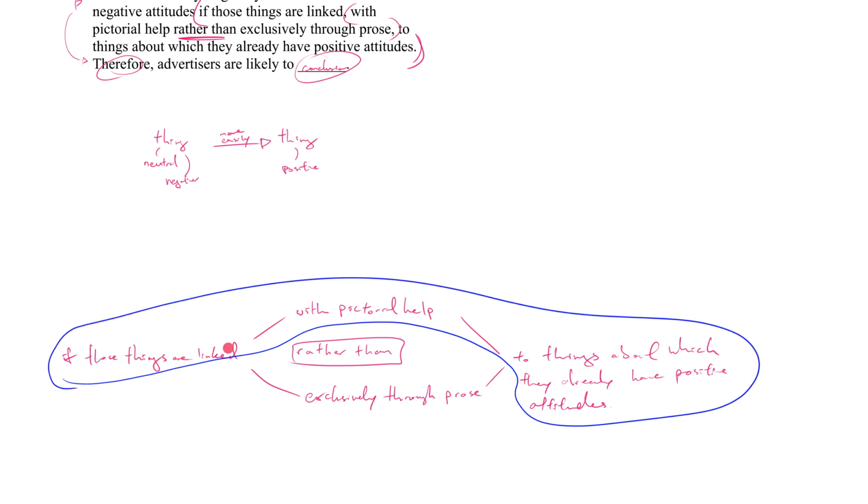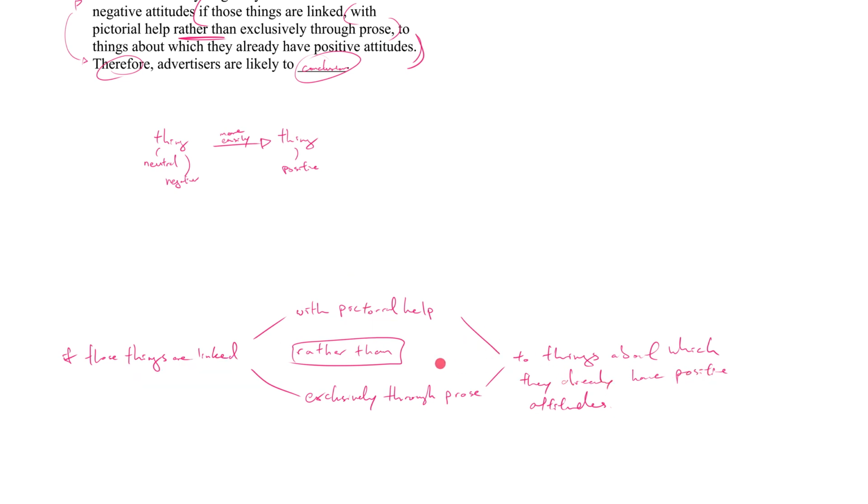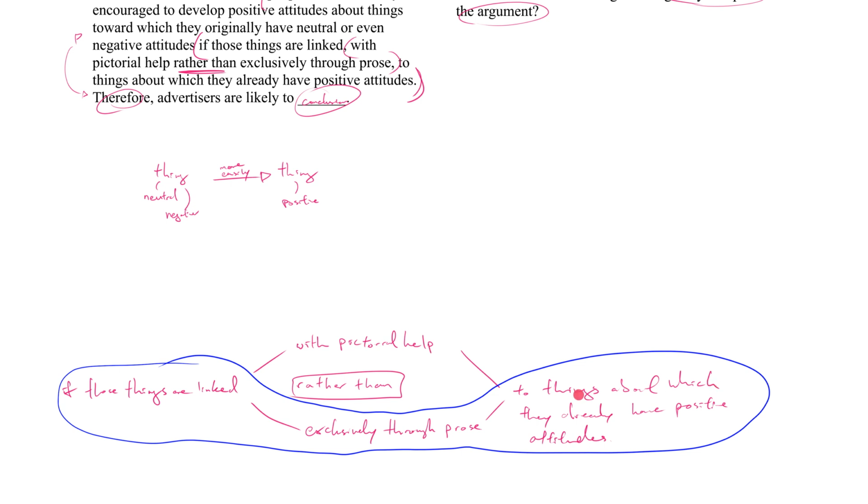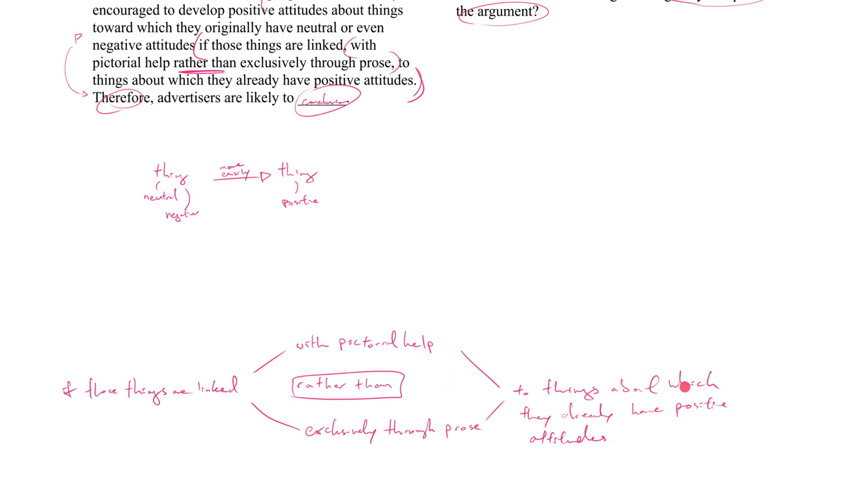So if those things are linked with pictorial help to things about which they already have positive attitudes. Not that this is like a super easy to understand sentence in its own right, but surely it's simpler than the together version, right? So you read it this way first, and then you say, oh, compared to what? "Rather than" compared to if those things are linked exclusively through prose to things about which they already have positive attitudes. Okay, so this is the spatially represented, where I'm using space to represent the grammar of this claim over here. So that's, at the end of the day, what we're comparing, right?